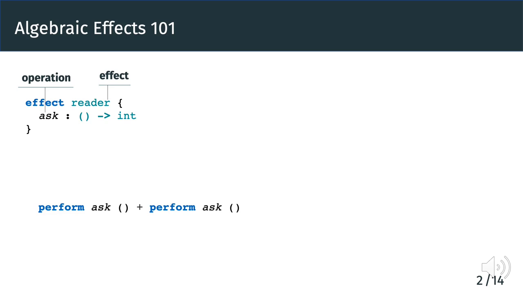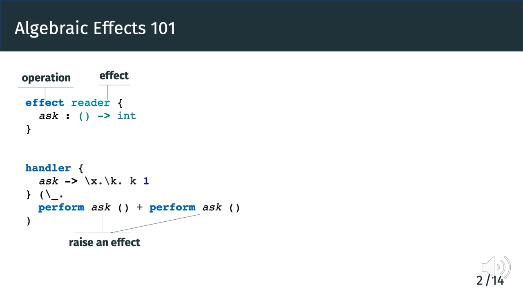Now we can already start using ask. The expression below simply calls ask twice and returns the sum. However, we still don't know how it would evaluate. The semantics of effects is given by effect handlers, where handlers provide operation implementations. We handle an expression by wrapping it in a lambda which takes a unit. In our example, we use x to denote the operation argument, in this case, unit.